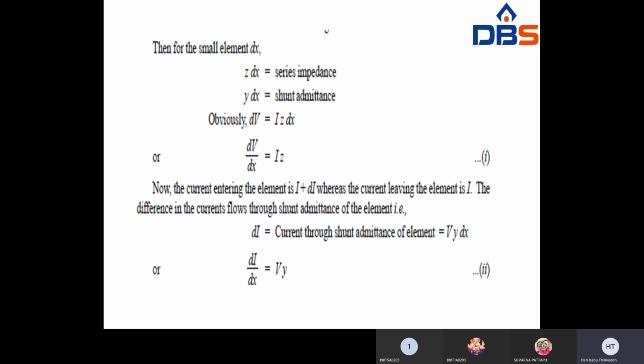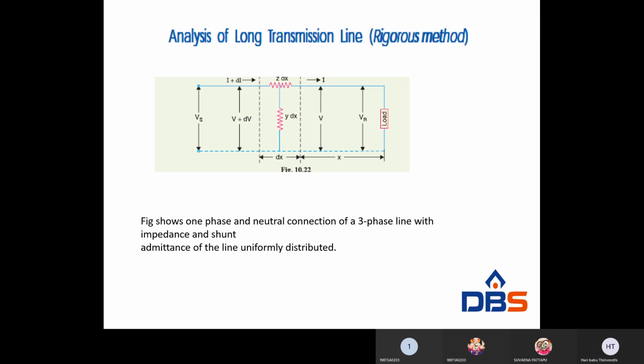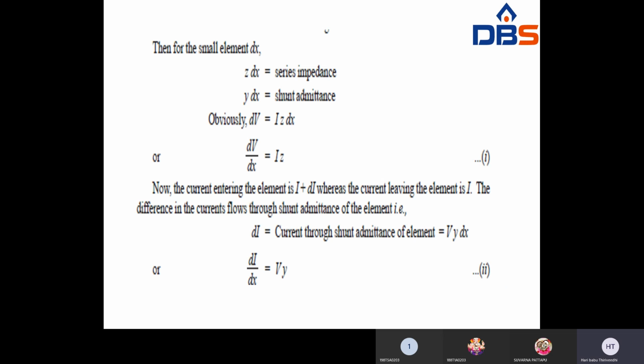Now I am taking a small element. Z into dx is the series impedance, Y into dx is the shunt admittance, right? Now look at the figure once again. Obviously, from the figure, the change in voltage dV is nothing but, generally V is equal to I Z, voltage is equal to current multiplied by impedance. So from the figure, dV is equal to I into Z into dx. Therefore dV by dx is equal to IZ, right?